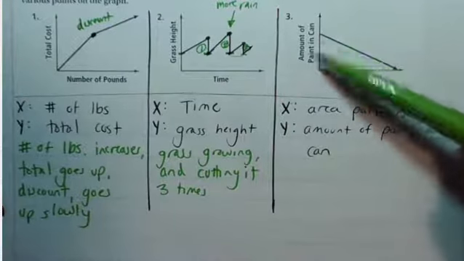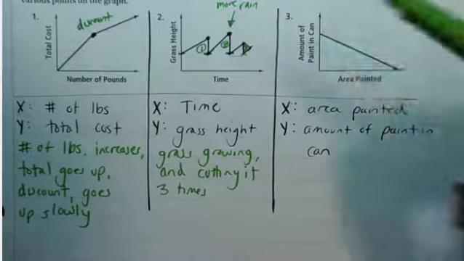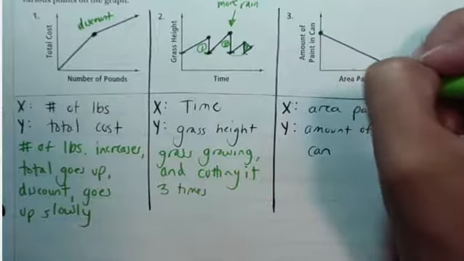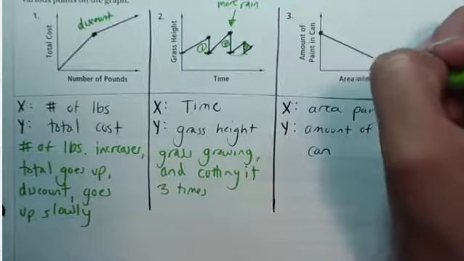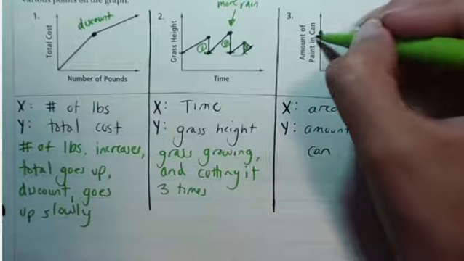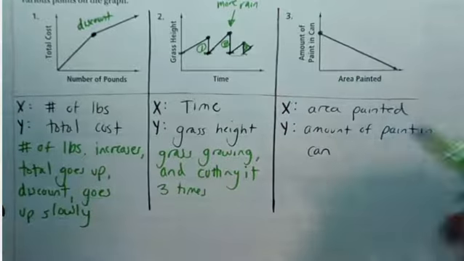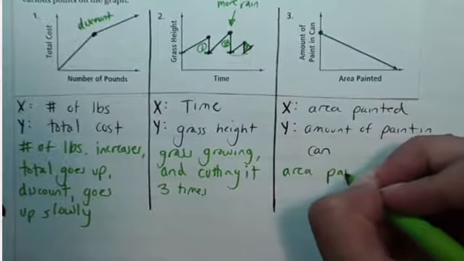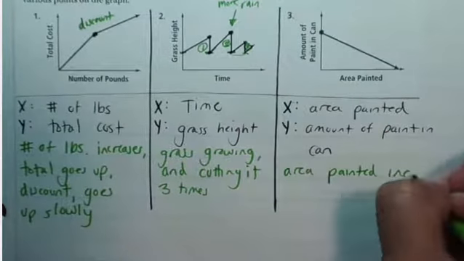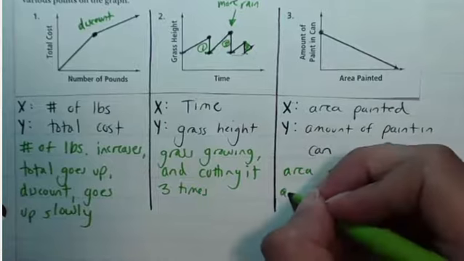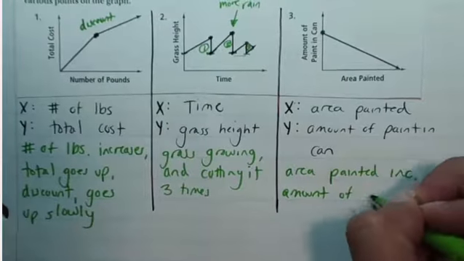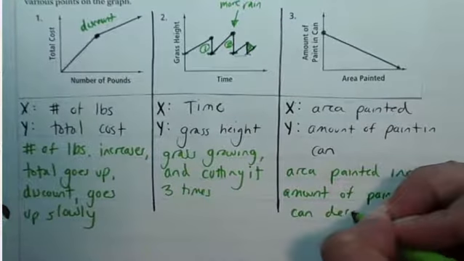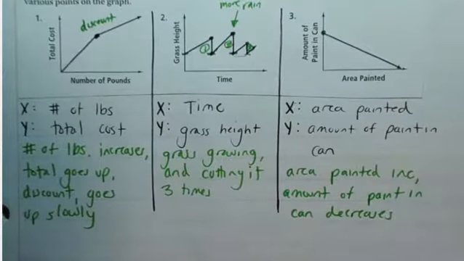And then this last one is amount of paint in a can and the area painted. So again, we start off with a lot of paint in the can, but as the area painted increases, because I'm painting more and more rooms, obviously the amount of paint in the can is going to decrease, and I'm eventually going to need more paint. So I'm going to put the area painted increases, but the amount of paint in the can decreases.